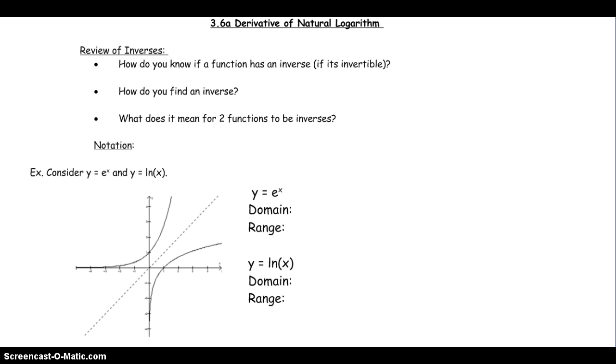What does it mean for two functions to be inverses? Well, one, they can be reflected over the line y equals x, and their domain and range will be able to be switched. If I have the function y equals e to the x, then the domain I know is all real numbers, and I know that the range is y is greater than 0. And I can look at the natural log here, and I know that that domain is x is greater than 0, and that range is all real numbers.